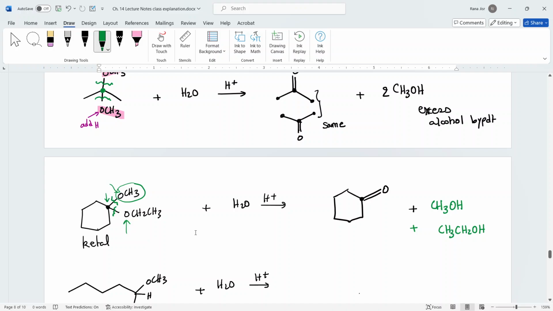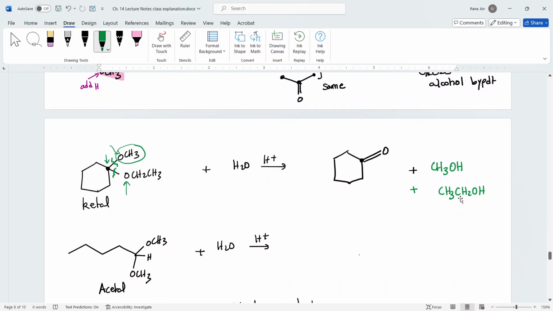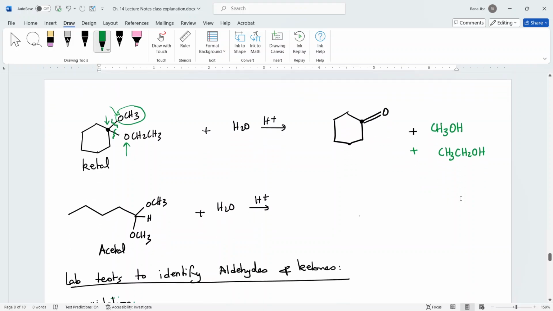And the reason why is because my ketal that I had did not have the same ORs. So if it didn't have the same ORs, I cannot group them together. I need to show them separate as two separate alcohol molecules in there.